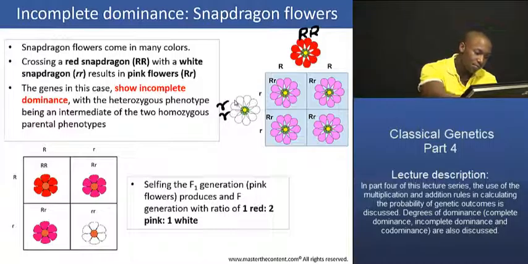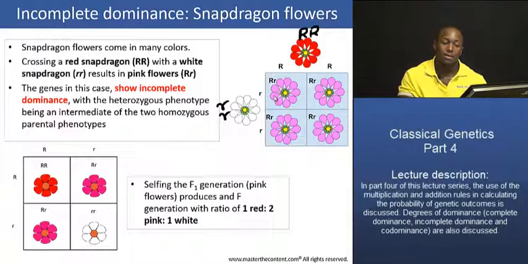So what happens when we then proceed to self or crossbreed the F1 generation? We get a very weird ratio here. So we're crossing the pink heterozygotes. These are the gametes we'd get: a dominant allele for red color, a recessive allele for white color. Similarly, we have a dominant allele for red color there, and a recessive allele for white color.